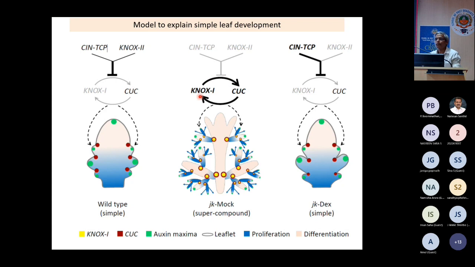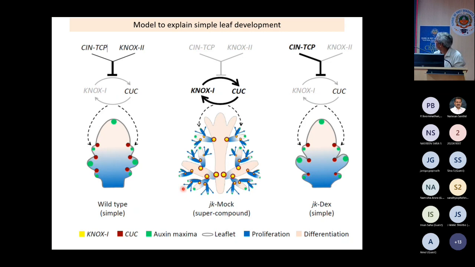Okay, but in the overlapping region, they promote each other. And because now the NOX1 and CUC is expressed in the leaf, it makes one branch, it makes another branch, that makes another branch, it goes on and on and on. It's like I'm making myself. If I make myself, then the second one will make another one, because that's the property. That's what the fractal is called.